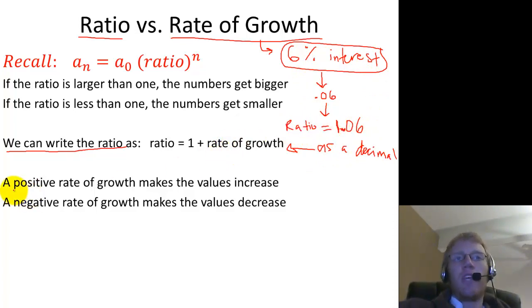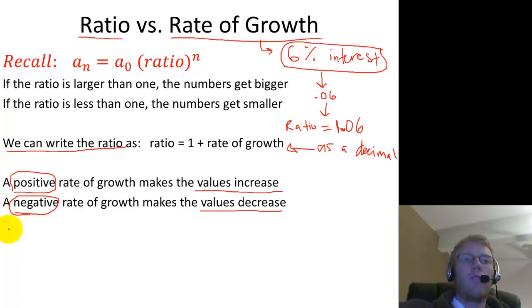So each time you gain 6%, if you multiply by 1.06, that will tell you how much you have. So if the rate of growth is positive, that means you're gaining money, and your ratio is going to end up being bigger than 1, and your numbers will increase. If your rate of growth is negative, that means that you're subtracting something from 1. If your rate of growth is like negative 5%, you'll do 1 plus a negative 0.05, and you'll get an answer that's smaller than 1, which means your values will decrease.